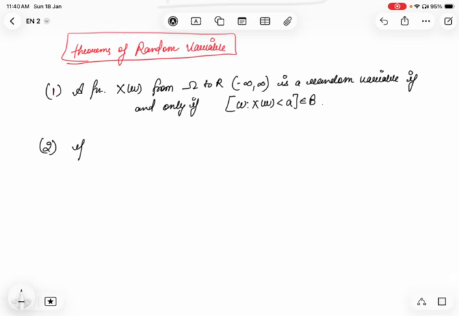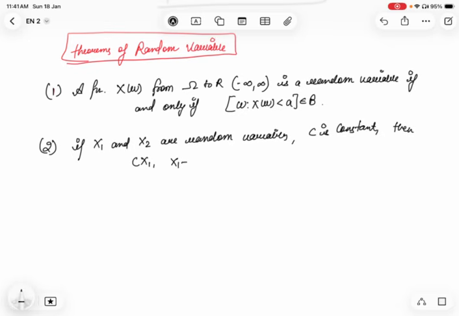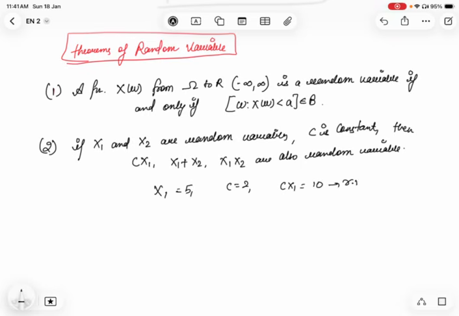Second, if X1 and X2 are random variables and c is a constant, suppose c is any number, then cX1, X1 plus X2, and X1 X2 are also random variables. Suppose X1 is equal to 5 and c is equal to 2. Then cX1 is equal to 10, which is also a random variable.